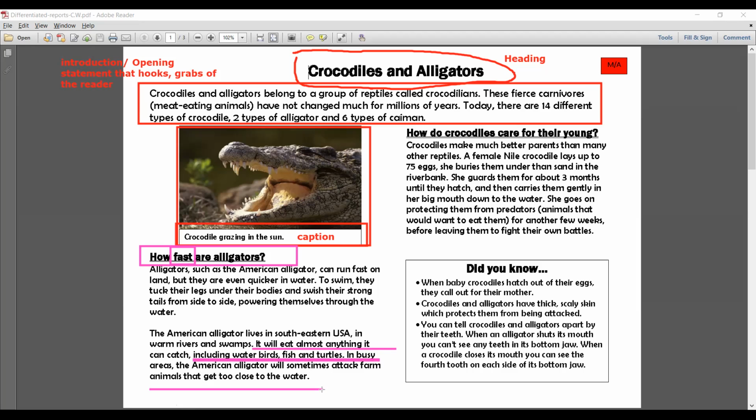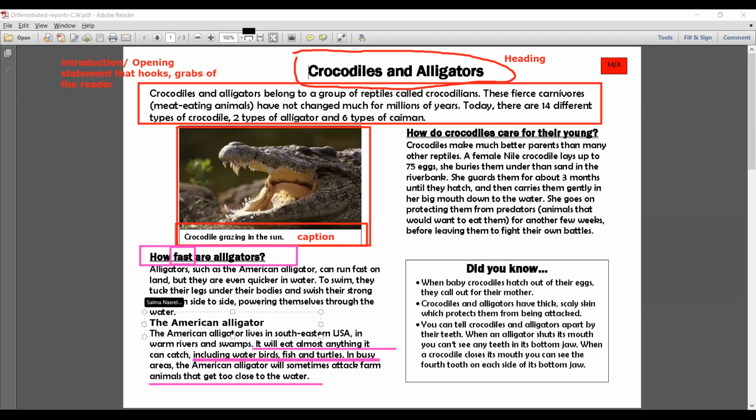The American alligator will sometimes attack farm animals that get too close to the water. Some farm animals live by the water, like zebra. They really like living by water areas or swamps and rivers. So yes, does this have to do anything with how fast they are? No. So what can we call this paragraph? We need to add a subheading for this paragraph. We can say that this talks about the American alligator. It all tells you about the American alligator. So you can just call it the American alligator because it tells you different information about the American alligator. It tells you where it lives, in southeastern USA, in warm rivers and swamps, and what it eats, and what it attacks. So it's all talking about one type of alligator, which is the American alligator.